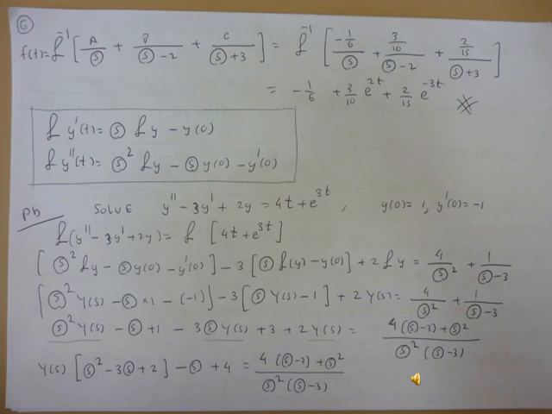By inserting the initial conditions, the equation becomes s square Y(s) minus s multiply 1 minus 1, minus 3 in brackets sY(s) minus 1, plus 2Y(s). The right hand side is 4 divided by s square plus 1 divided by s minus 3. Therefore we resolve the equation: s square Y(s) minus s plus 1 minus 3sY(s) plus 3 plus 2Y(s) equal to 4 multiply s minus 3 plus s square divided by s square multiply s minus 3. So Y(s) multiply s square minus 3s plus 2, minus s plus 4, and the right hand side is 4 multiply s minus 3 plus s square divided by s square multiply s minus 3. We will see this on the next page to resolve this problem.